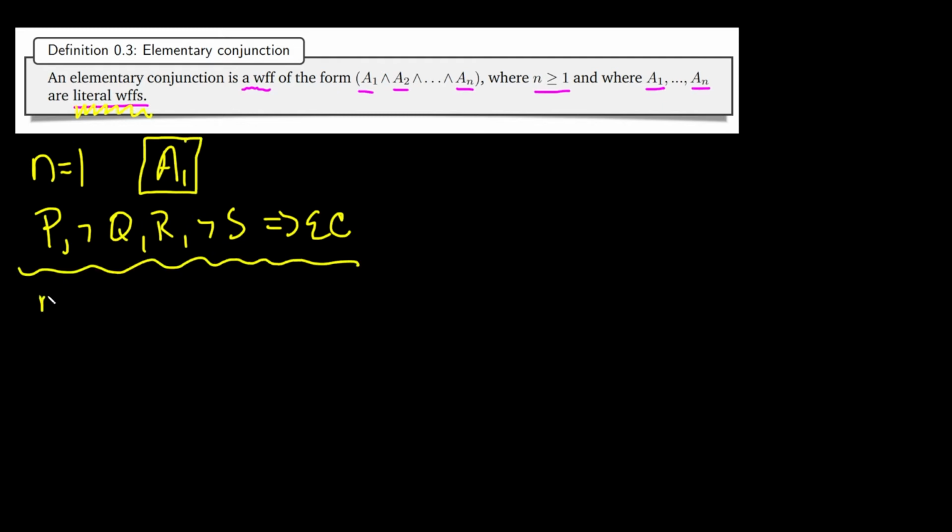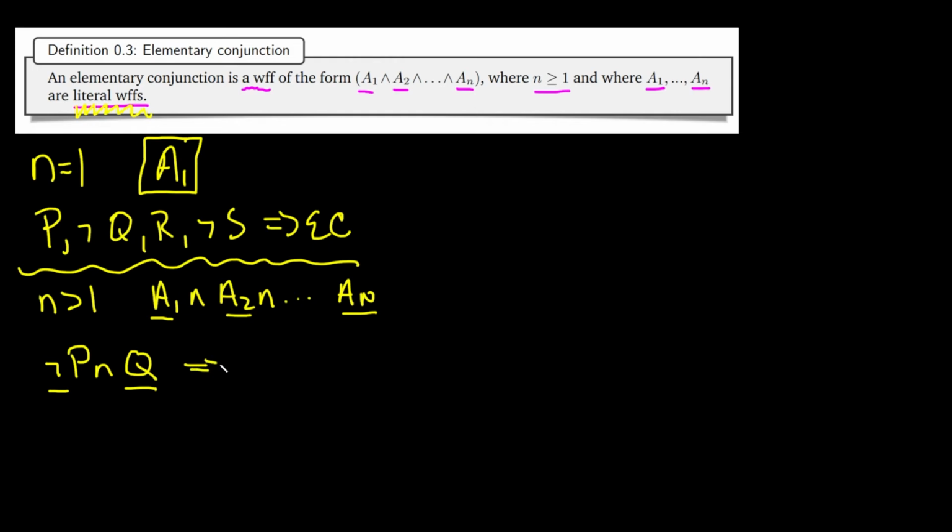Let's look at a case where n is greater than 1. So this would be a formula of the form a sub 1 and a sub 2 and all the way up to a sub n. And each one of these a's needs to be a literal well-formed formula. So if we had, let's say, not P and Q, we'll notice that each one of these conjuncts is a literal well-formed formula. And so this would be an elementary conjunction.